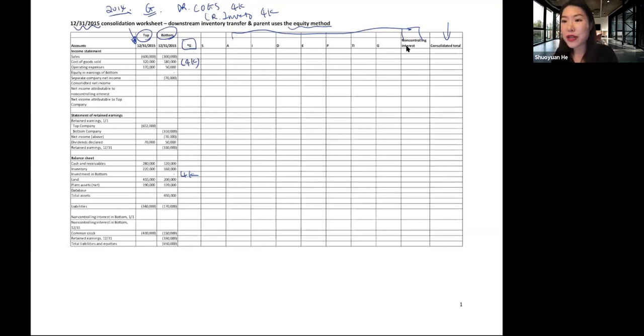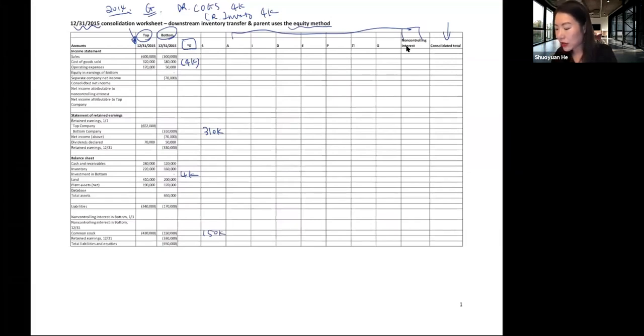The purpose of the S entry is to eliminate the subsidiary's shareholders' equity accounts. We can see here the subsidiary has beginning retained earnings of 310. To reverse it, we debit 310. The subsidiary has common stock of 150. To eliminate it, we debit 150,000.